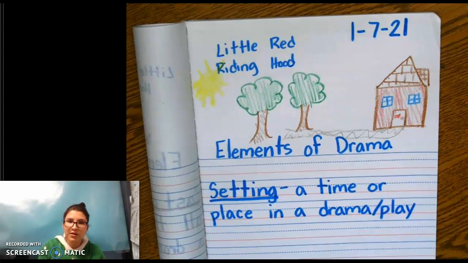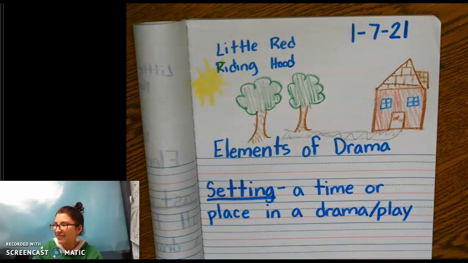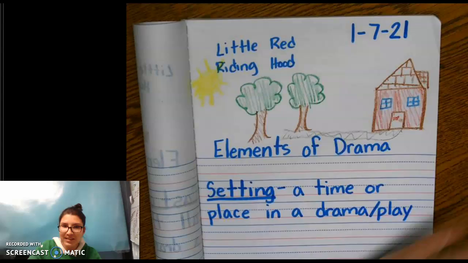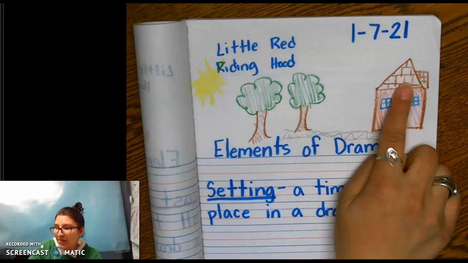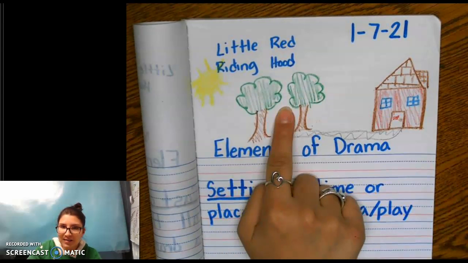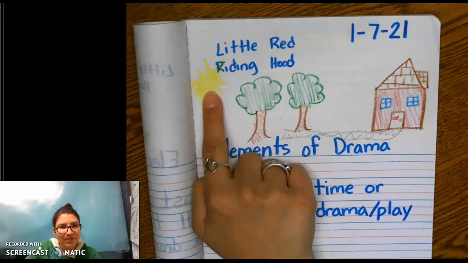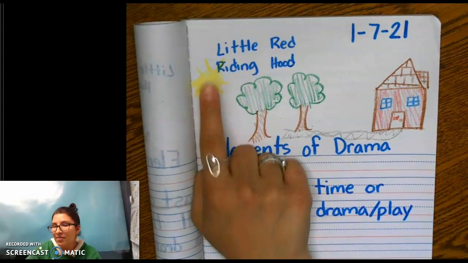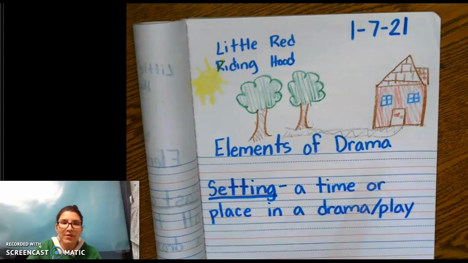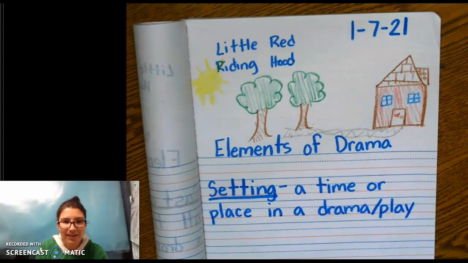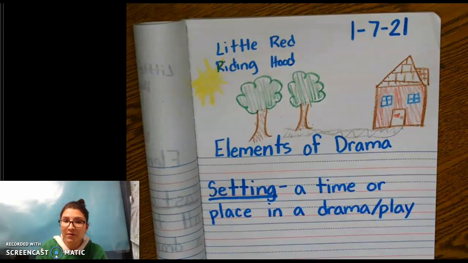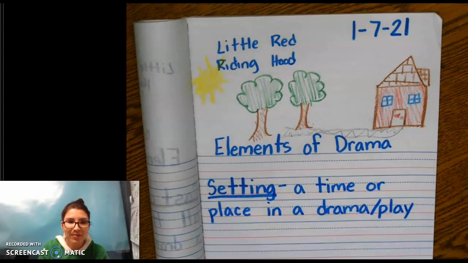Okay, so let's go ahead and talk about my little picture. So where is this happening? At Grandma's house and in the woods, and it's during the day. All right, so the time, daytime. Place, woods, Grandma's house. All right, I hope you enjoyed this little Elements of Drama review over setting. Okay, if you need more time, just pause the video.